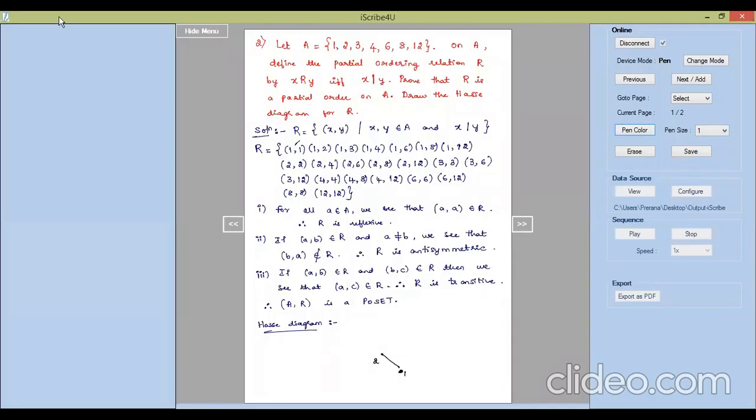Then 1 comma 3 we can see. So 1 comma 2 I have done it, so I'll just put a tick across 1 comma 2. Then I have 1 comma 3. So I will draw 1 comma 3. 1 comma 3, I have drawn an edge. Then we have 1 comma 4. For the time being I will leave this 1 comma 4.